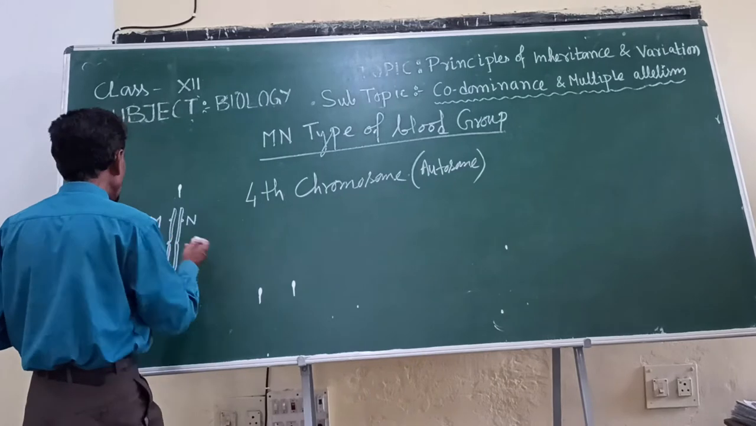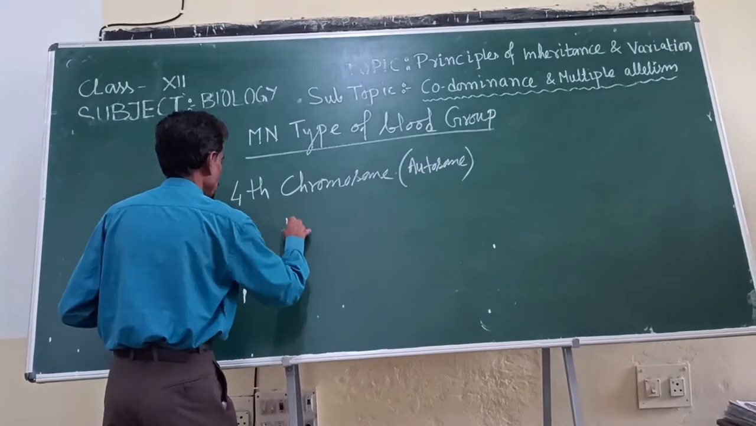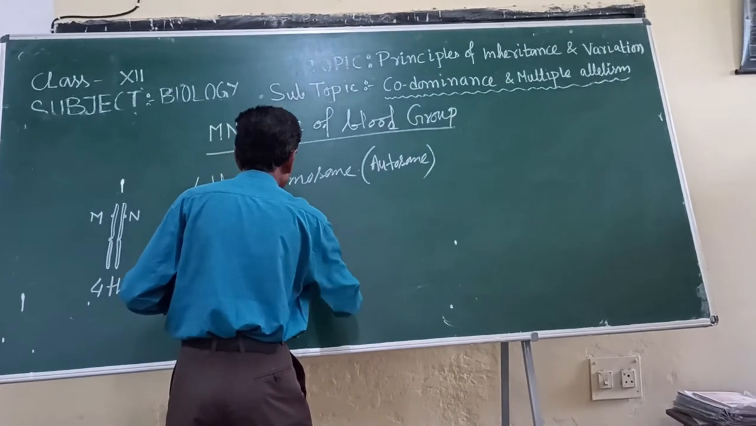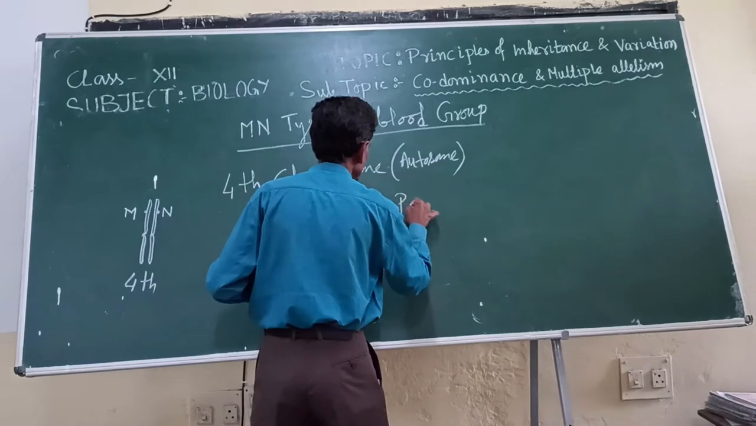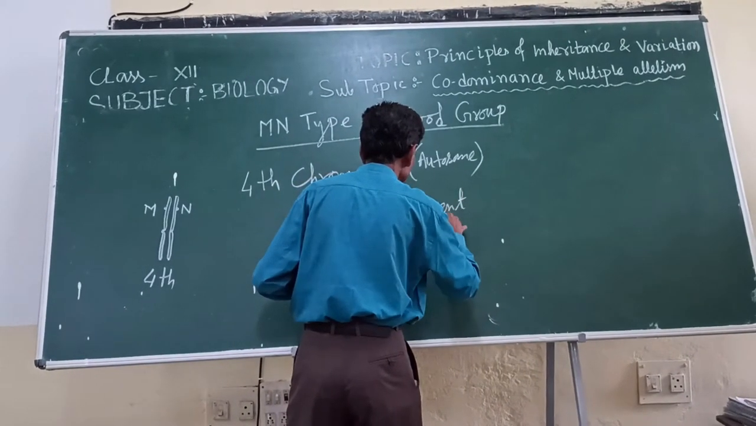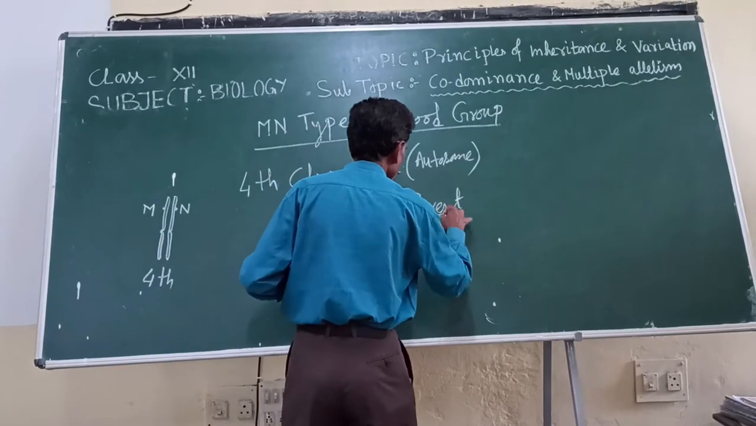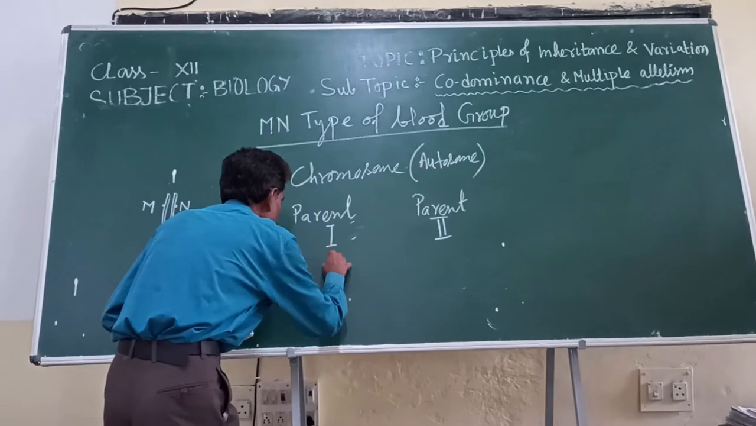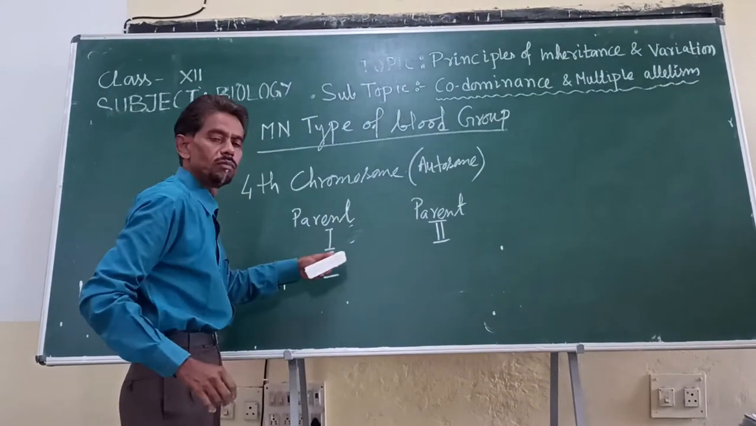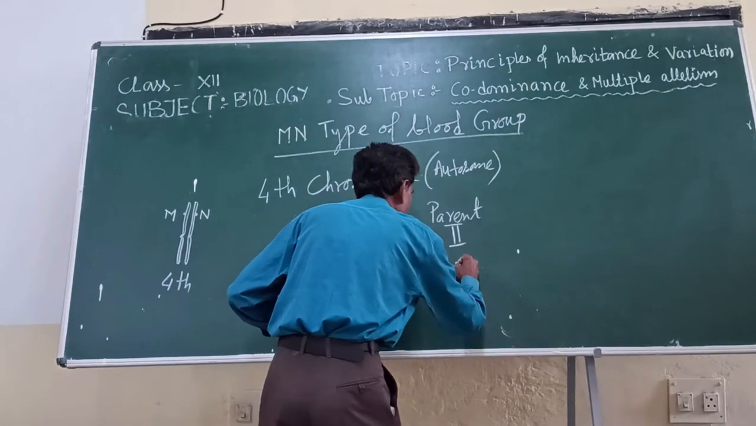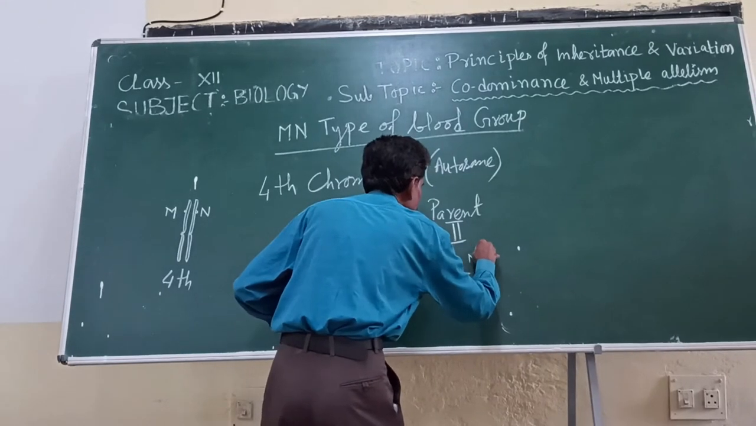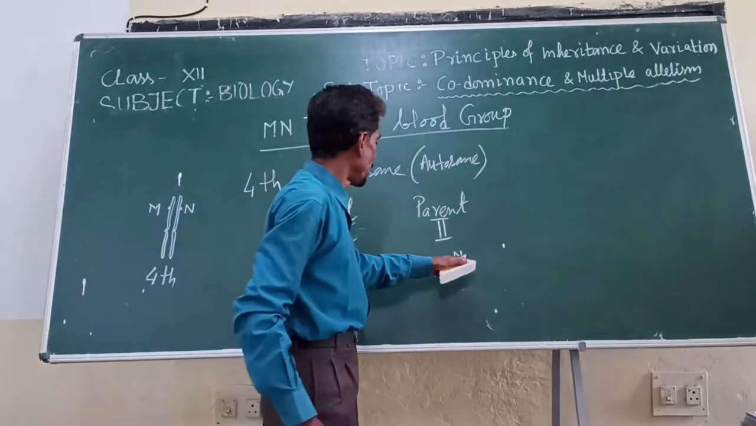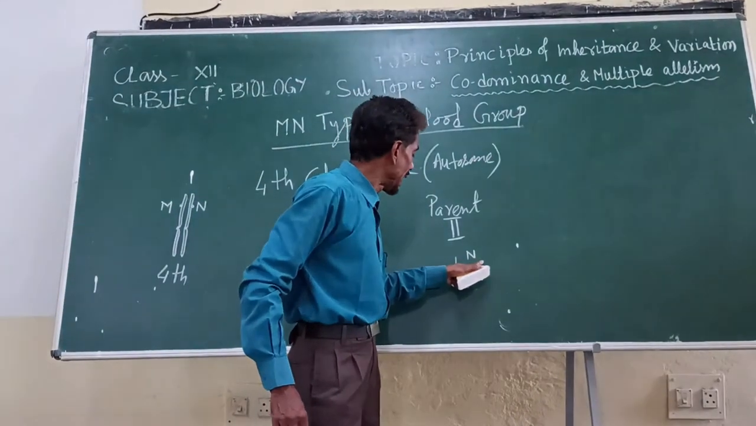So let me show how. Suppose a parent, male or parent 1, let me write parent 1, parent 2. Parent 1 is contributing an allele, which we represent as LM, the M allele. Parent 2 is giving another allele, the N allele. Okay? So parent 1 is contributing the M allele, whereas parent 2 is contributing the N allele.